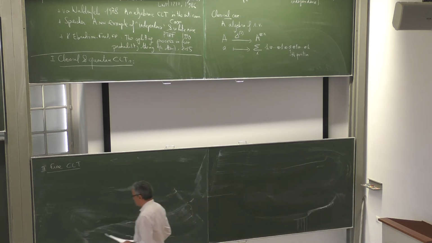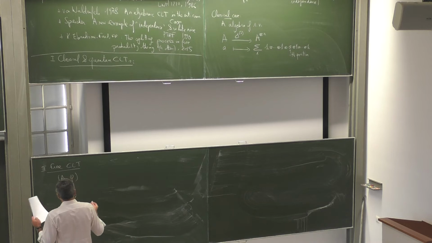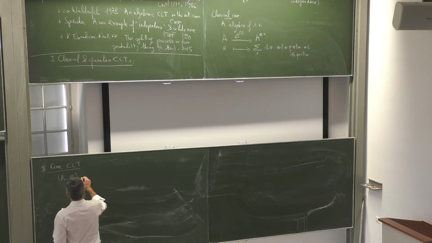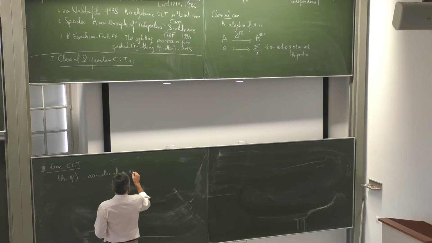So here the key notion is the following. A non-commutative probability space, or in first approximation, the generic case of such a notion, is given by an associative algebra and a unital linear form.